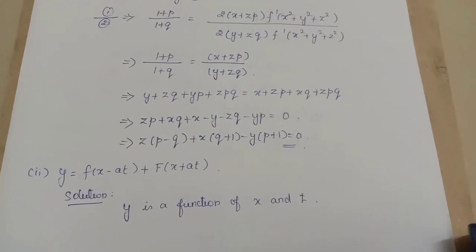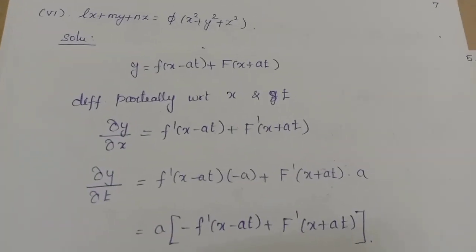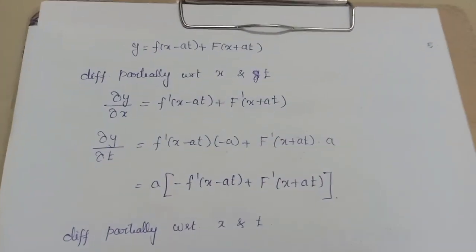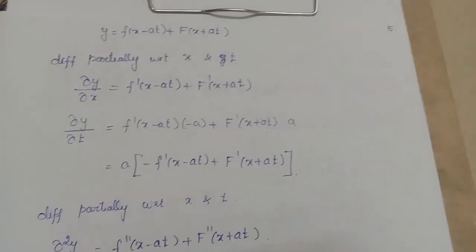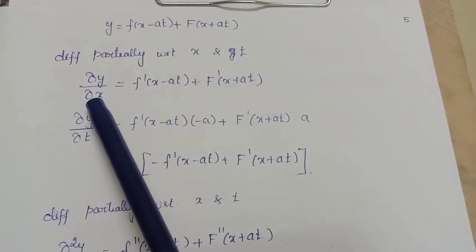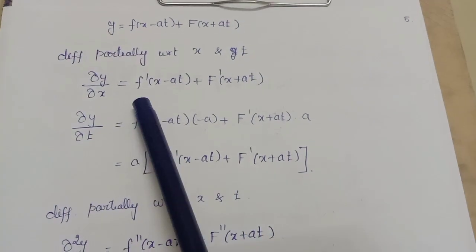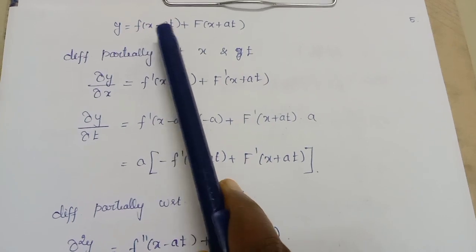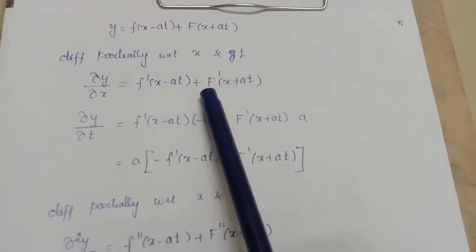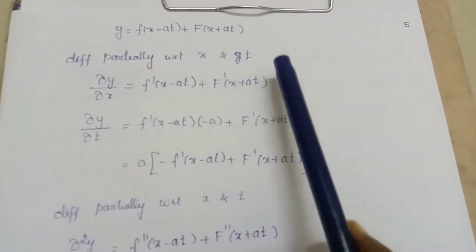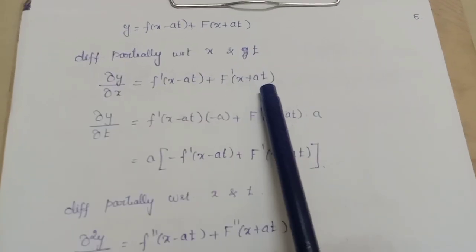Now let us find the first order derivatives. Here I am not going to use p and q. Usually p and q are used for dou z by dou x and dou z by dou y only. So I am going to write only dou y by dou x and dou y by dou t. So what is dou y by dou x? When you differentiate f, it will be f dash of x minus at into the differentiation of this. The differentiation of this would be what? 1. So I didn't write it here. Plus this one is capital F dash of x plus at into the differentiation of this, which is 1. This is dou y by dou x.